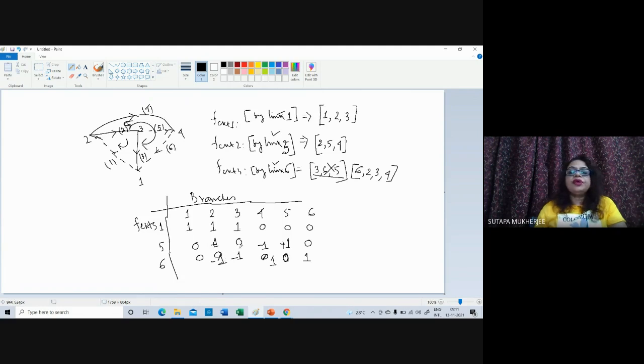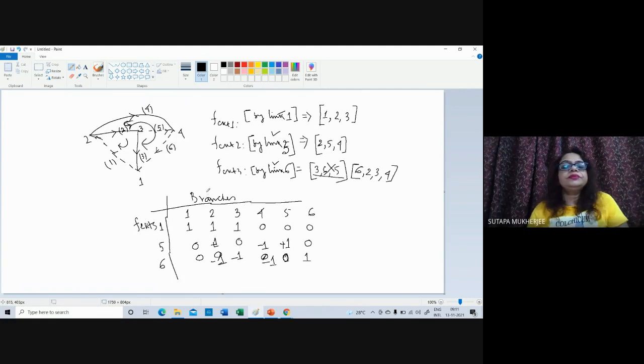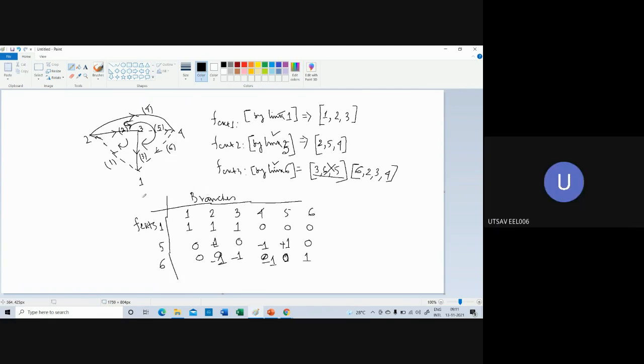And in case of 3, direction is where? 3 is this direction, and it is opposite. So 3 will be -1. It is correct. And 4 direction is where? 4 direction is this, and it is also opposite. 4 will be -1. Now it is clear to all of you? Yes, ma'am.